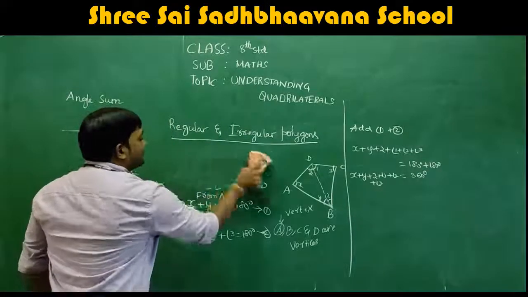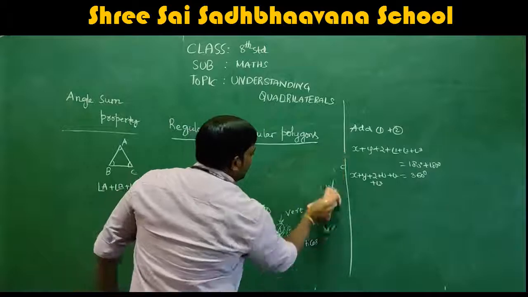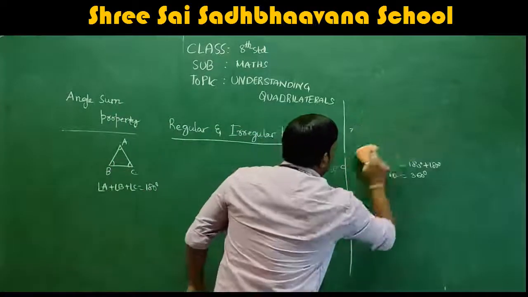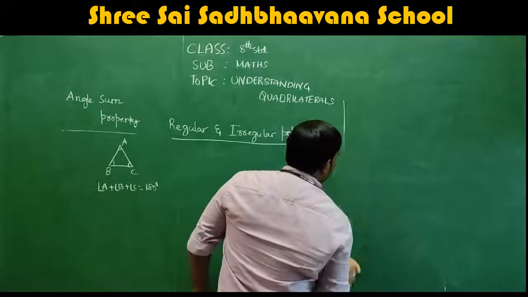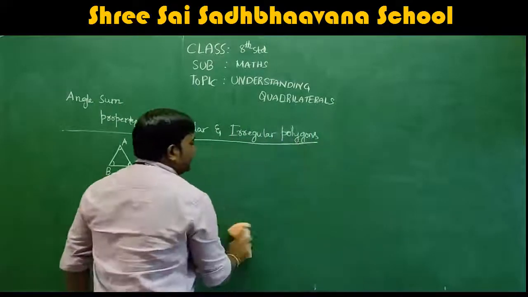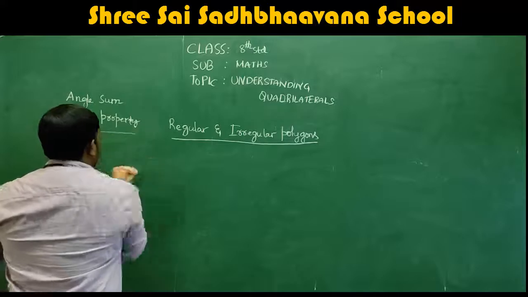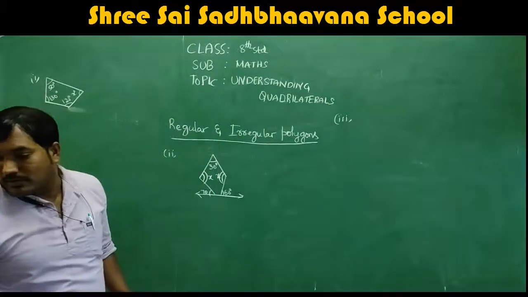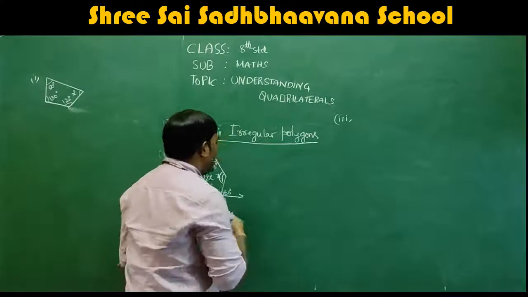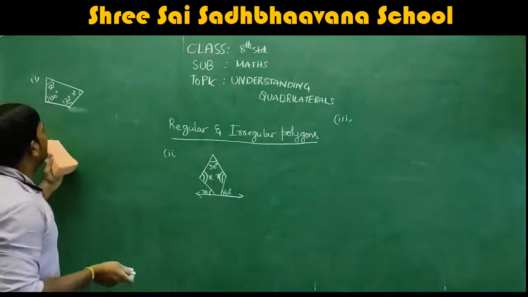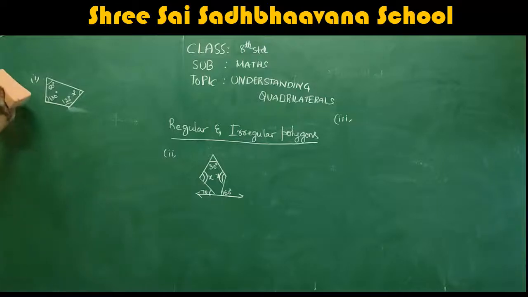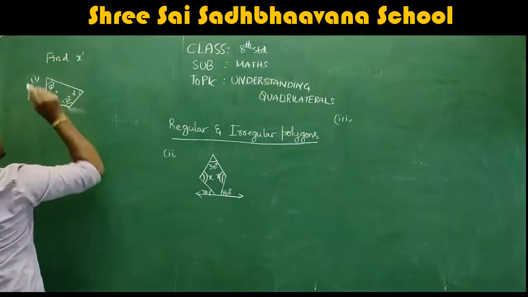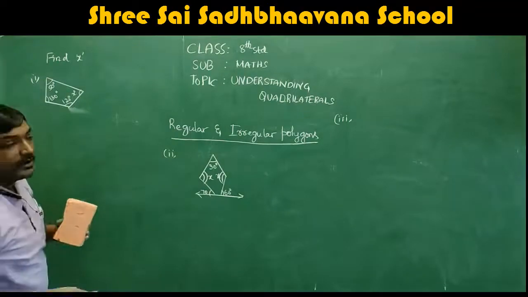So we will discuss some problems. So what are those problems? Let me write and explain to you, and we will discuss some problems based on this angle sum property. Let me complete these two first. Yeah, the first one is what we considered, what is given. Find X. You have to find the X value here. In this also, you have to find X.